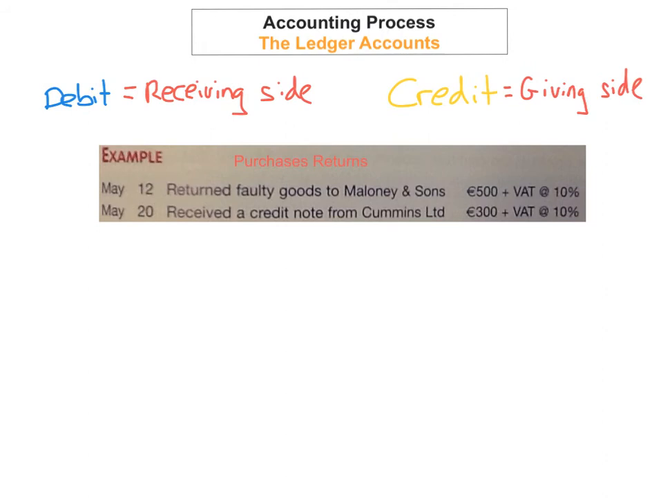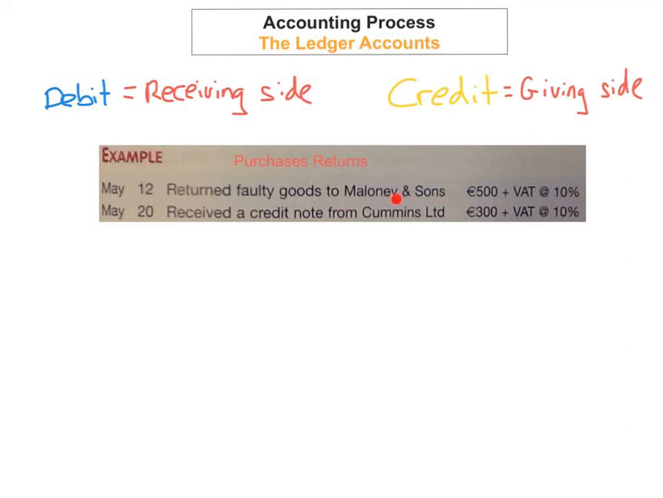Right, the next one we're going to look at is the purchases returns account, okay? So what do we do when we go in the ledger accounts? What have we got to do? Well, it's the same thing. It's very simple. You debit the receiving side and you credit the giving side, the giver. Okay, so on the 12th of May, we returned faulty goods to Maloney and Sons.